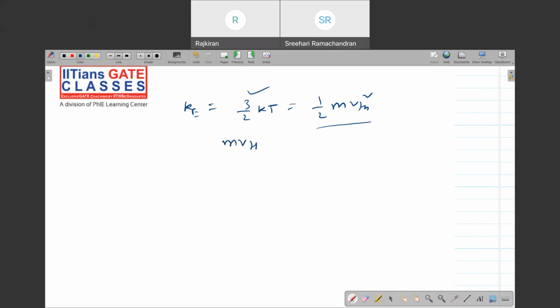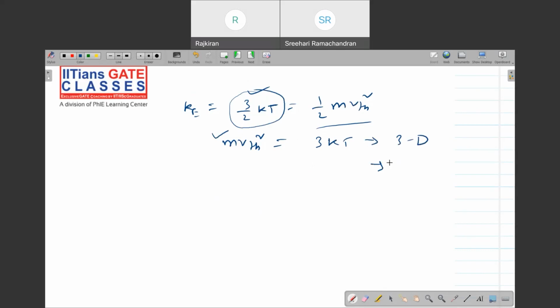½ m v_th² is equal to 3/2 kT. I'm telling you this is the average kinetic energy of a gas molecule. So if you compare this, the kinetic energy equals ½ m v_th², so m v_th² will come to 3 kT. Clear? This is for the three-dimensional case.